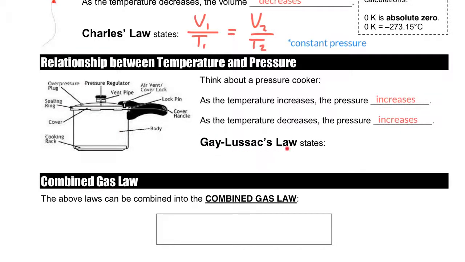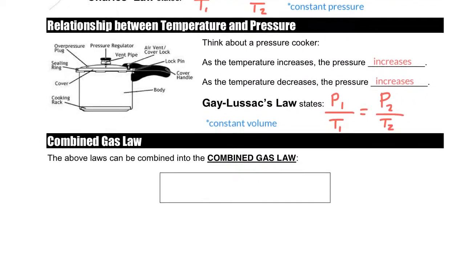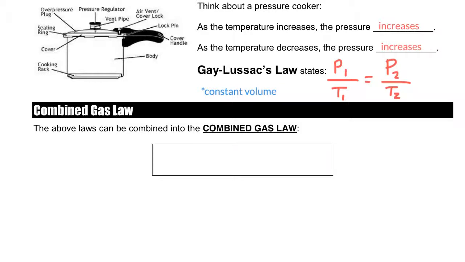And this is called Gay-Lussac's law. It states the relationship between pressure and temperature is proportional. As I increase the temperature, the bottom of my fraction, to keep the value constant, the pressure also has to increase. And of course, this holds true only when the volume is constant, like in a pressure cooker. So we now have 3 different laws that describe how gases behave, and we can combine all of those together into what's called the combined gas law.